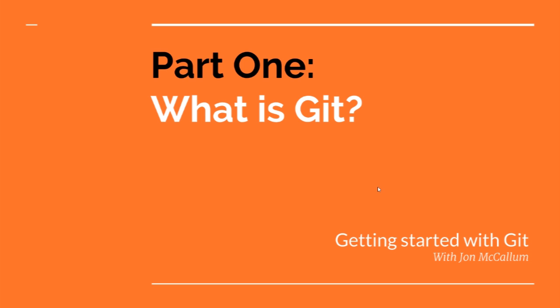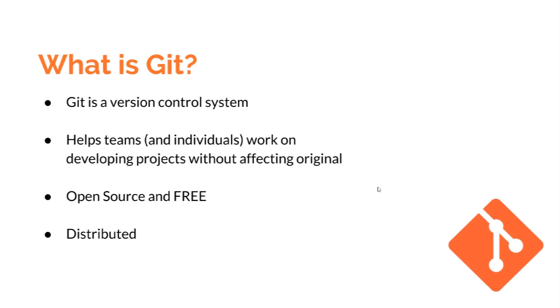What is Git? Something that you may have come across, but if you want to work in the development industry, software development or web development, anything like that, you are going to need to know Git or a version of Git. So what is Git? Well, Git is a version control system. So what does that mean?